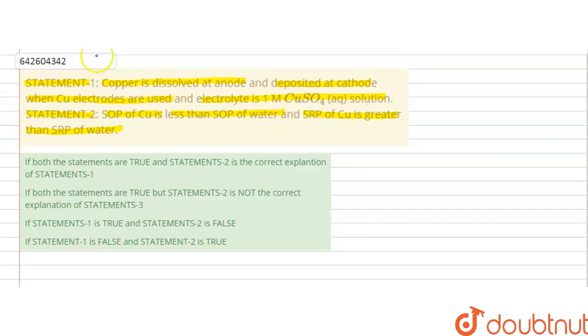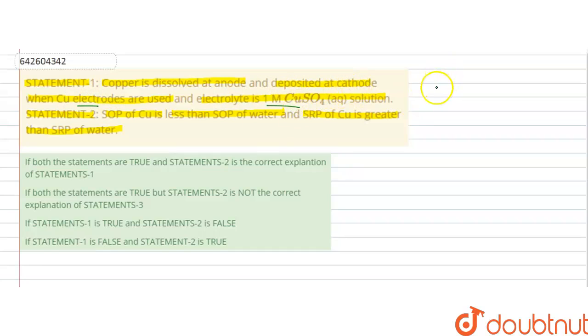So in this question we are given two statements. We have to choose whether these statements are correct or not, and whether statement 2 is the correct explanation for statement 1 or not. So the first statement is copper is dissolved at anode and deposited at cathode when copper electrodes are used, and the electrolyte is 1 molar copper sulfate aqueous solution.